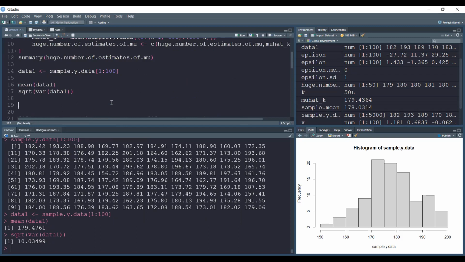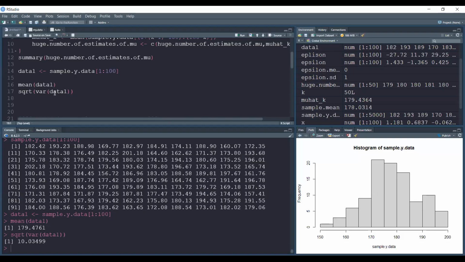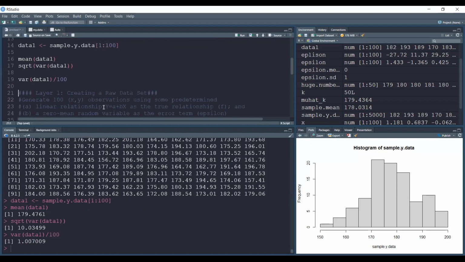And now, to calculate the standard error in your estimate of mu, this is so important: your estimate won't be precise. You won't know if it's precise in any case. So you divide the standard deviation squared, which is just the variance, by the number of observations, so by 100.